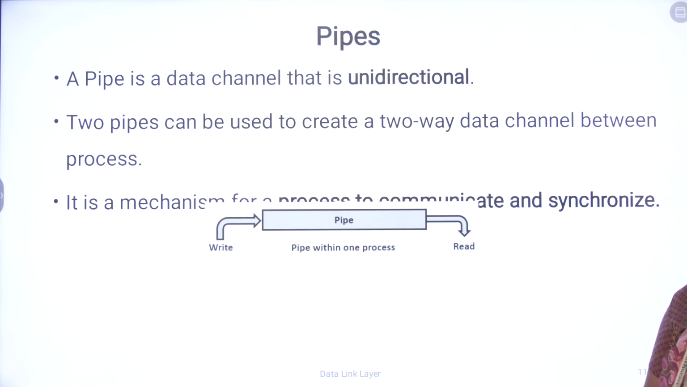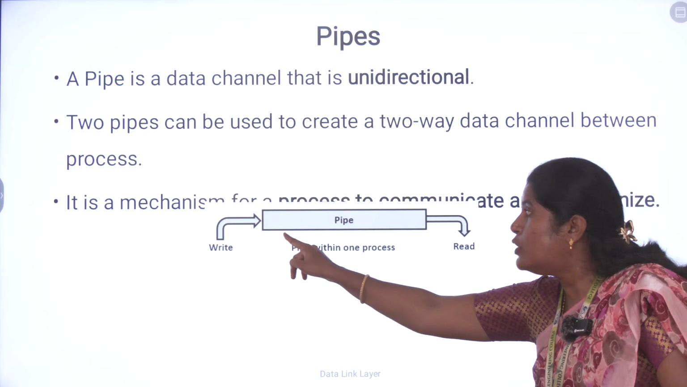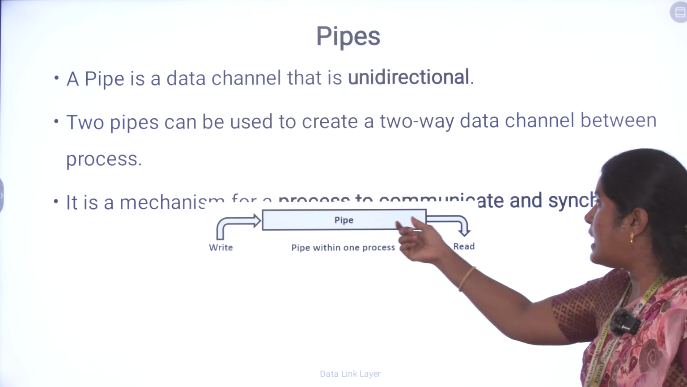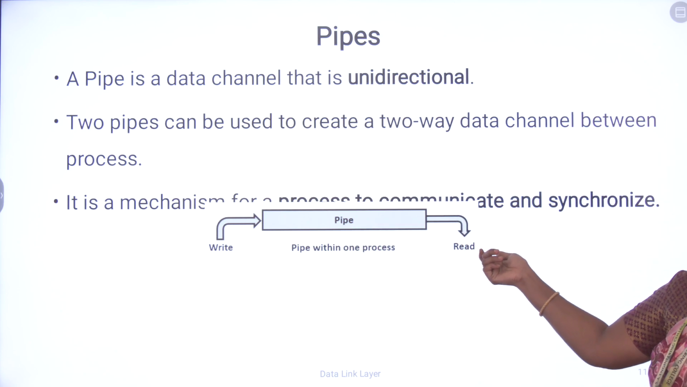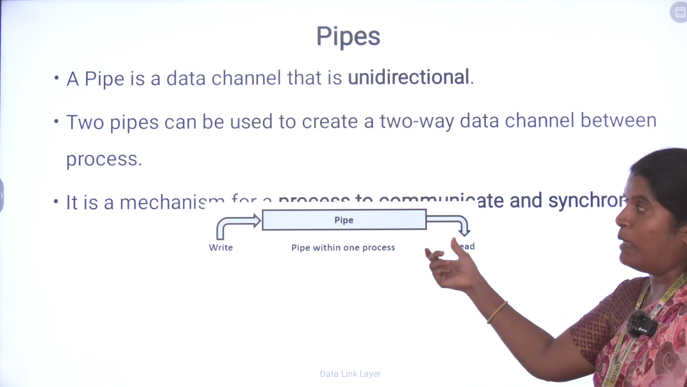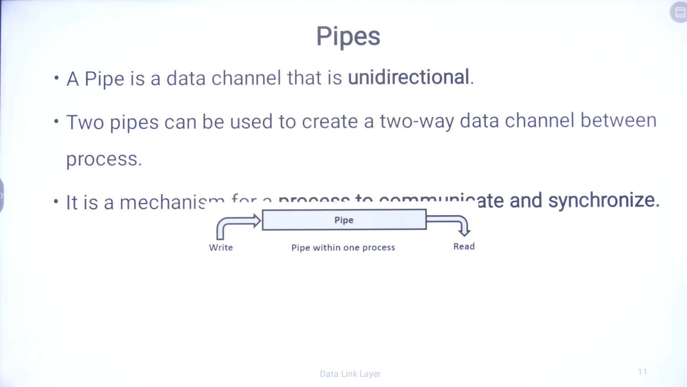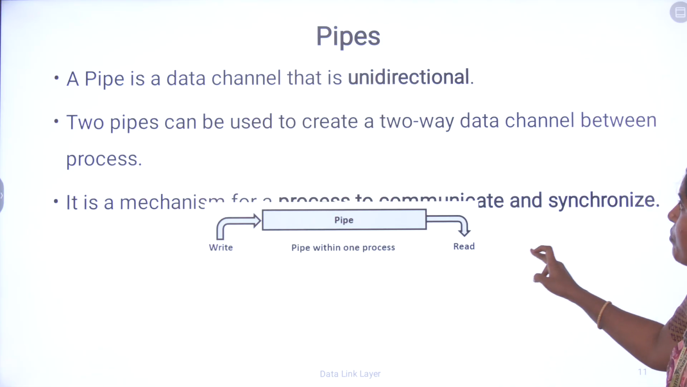A pipe is nothing but a data channel that is unidirectional. This is a block diagram of a pipe. Here we could see that data is written to a pipe in one end, and the data is read from the pipe at the other end. Suppose you want to create a bidirectional pipe, we have to use two pipes. So that is what is given here. Two pipes can be used to create a two-way data channel between the processes. It is a mechanism for processes to communicate and synchronize the data.